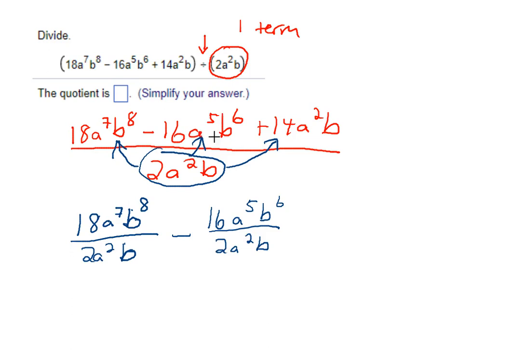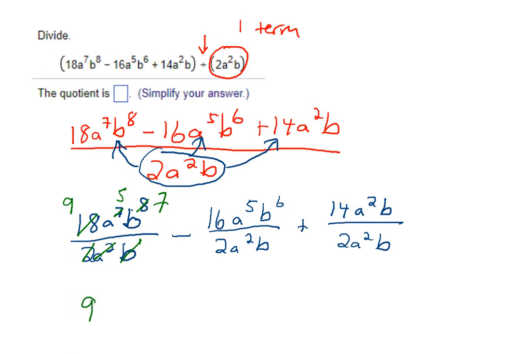So we have the 16, a to the 5th power, b to the 6th power, divided by the same denominator, 2a squared b, plus 14, a squared b, over the common denominator, 2a squared b. And by splitting it up like this, we can simplify or reduce each individual fraction. They're all multiplied together, so they're all factors, so everything is fair game to cancel out. So I'll reduce the 2 here with the 8. That'll leave me with a 9. Cancel out 2 powers of a, so I'll have 5 left over here. And it's 1 power of b, so I'll have 7 powers of b left over.